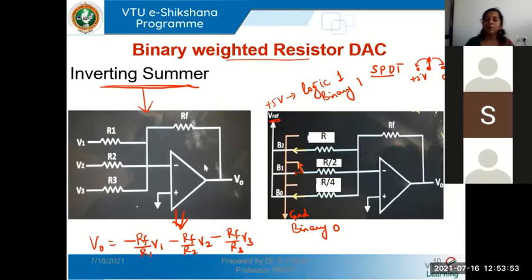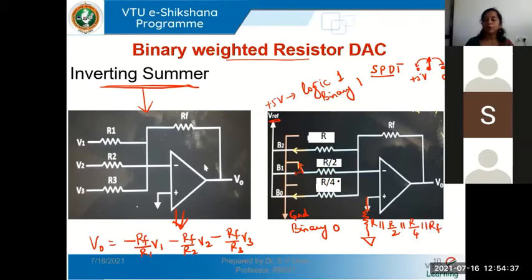RF remains as before. The non-inverting terminal can be grounded, or since we have already discussed having equal resistors, Thevenin's equivalent resistance from the inverting terminal to ground should be equal to the Thevenin's resistance from the non-inverting terminal to ground. So you can include a resistance here, which will be the parallel combination of R, R by 2 and R by 4 in this case. Remember, whenever I am finding Thevenin's equivalent resistance, I have to ground the voltage sources, and I will also have this in parallel with RF.